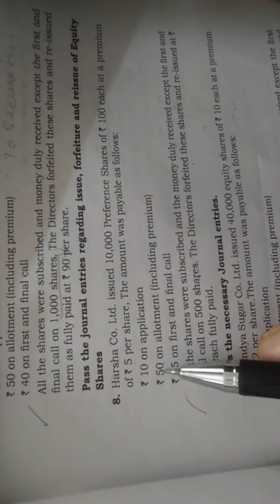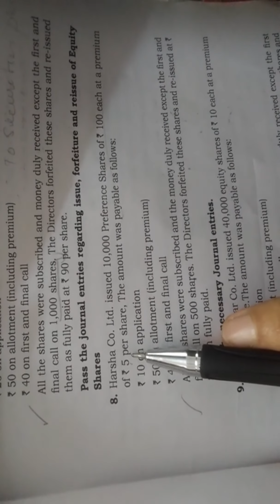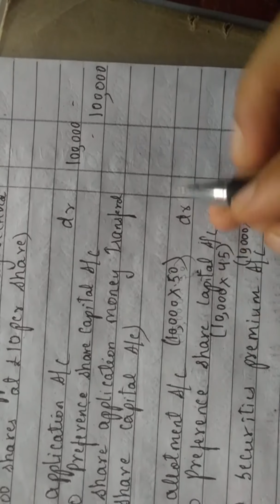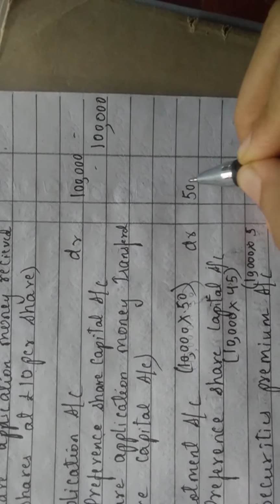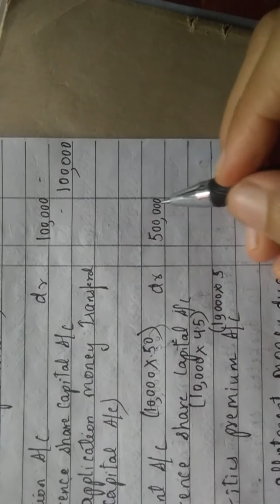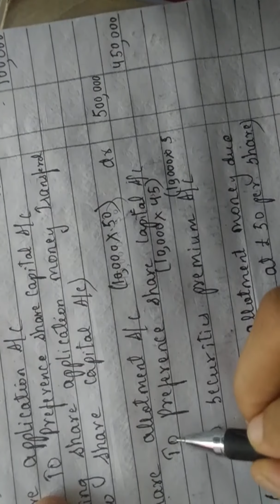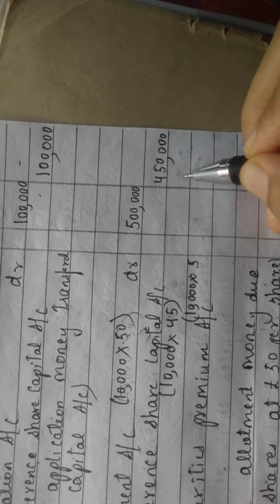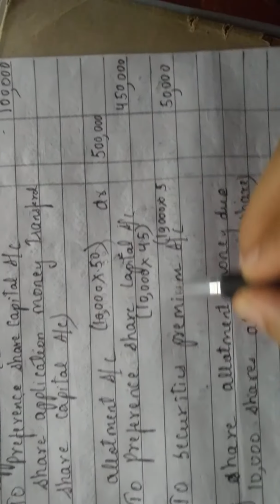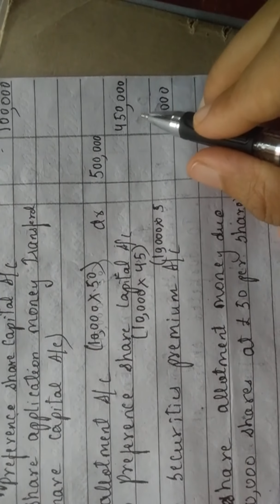So what did I do? 10,000 I wrote for all. Allotment rate is 50 and premium rate is 5, both given in the question. I multiply, and here I wrote the minus. When you multiply you get 5 lakh. Then here you get 4,50,000, written on the credit side because the entry is on the credit side. Securities premium you get 50,000. Where the entry is written, pass the amount on that line; don't write the amount here. So the allotment entry is written.